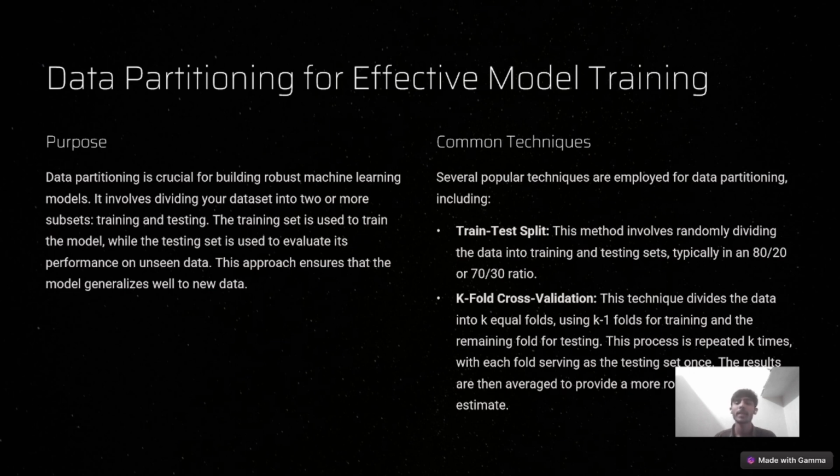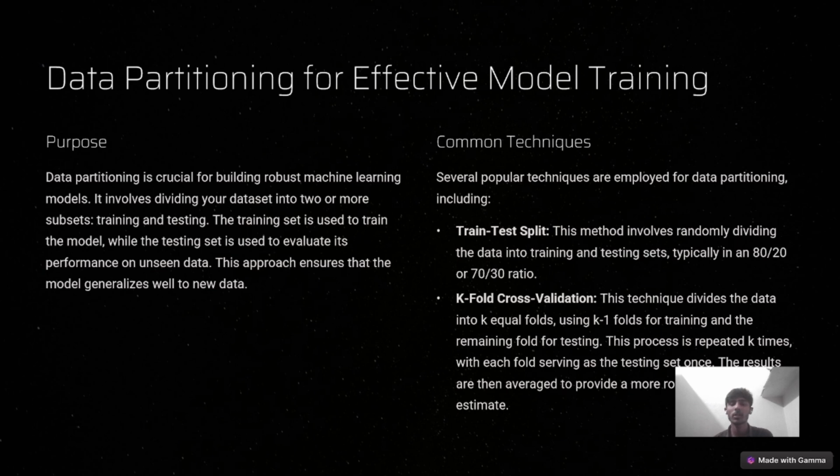Common techniques. Several popular techniques are employed for data partitioning, including first, training test split. This method involves randomly dividing the data into training and testing sets, typically in an 80/20 ratio or 70/30 ratio.